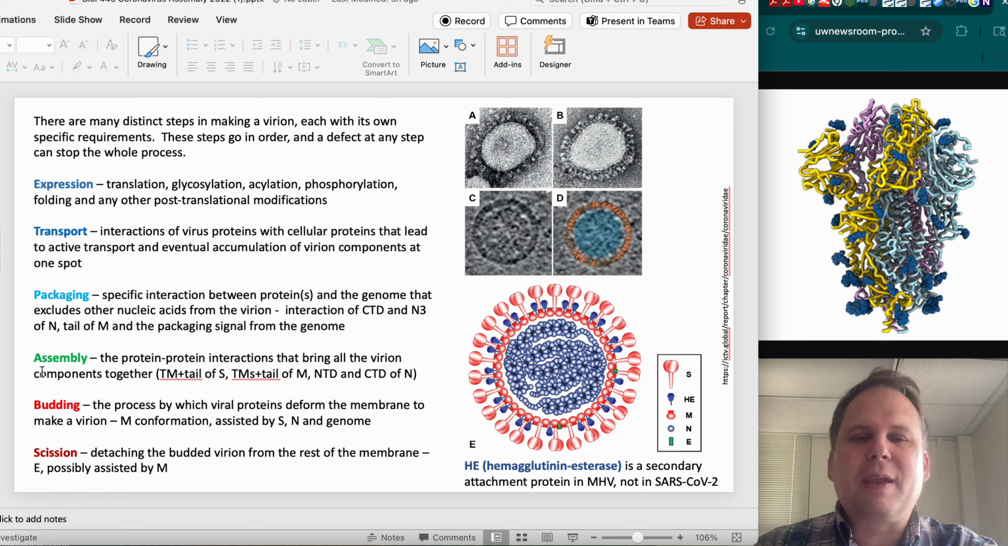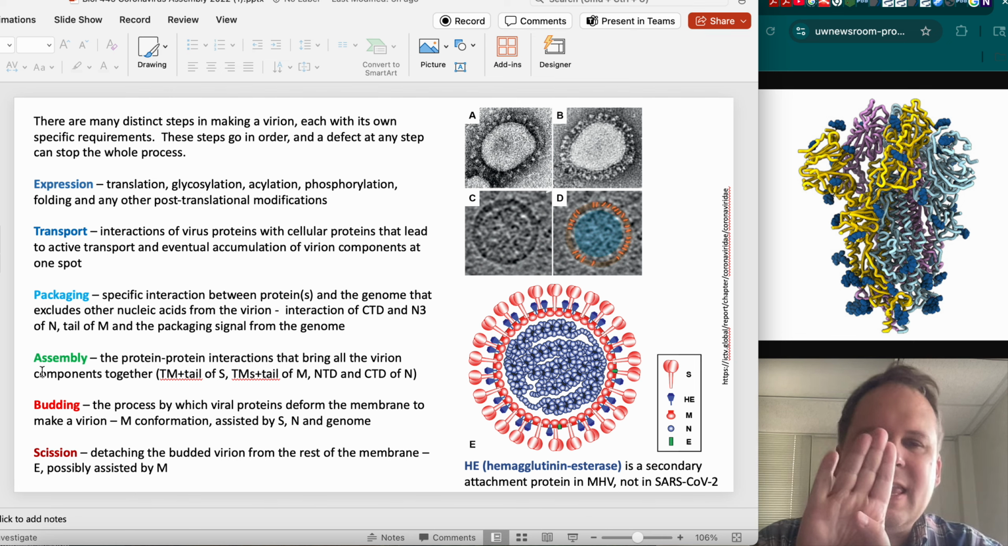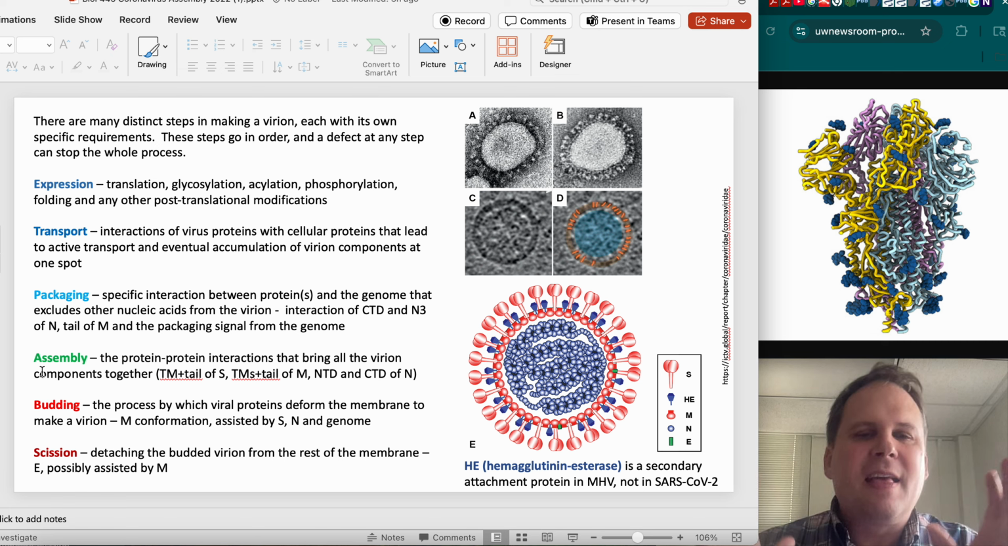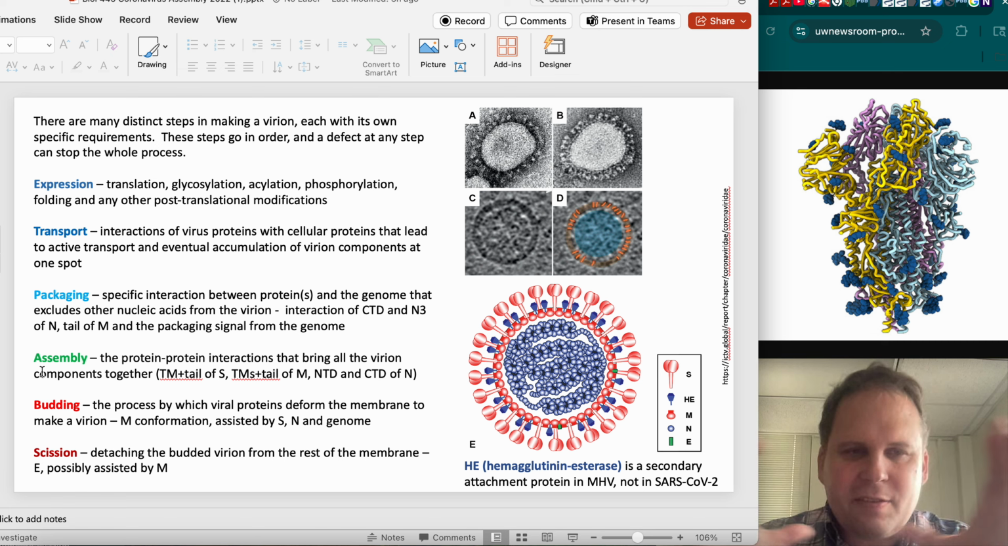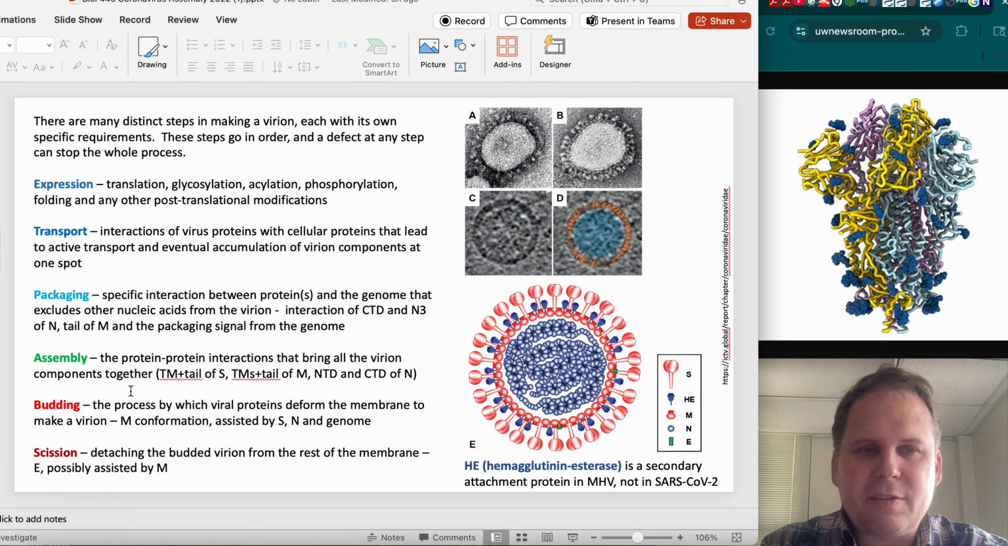Assembly is bringing together all the components. So not just N, M, and the genome. E is going to be there at the spot, and S is also going to be there at the spot. These are the structural proteins. These are the ones that all have to come together. And so that assembly is going to be partly driven by transport and partly driven by interactions among the proteins themselves. And so here's a list of some of the proteins that will come together.